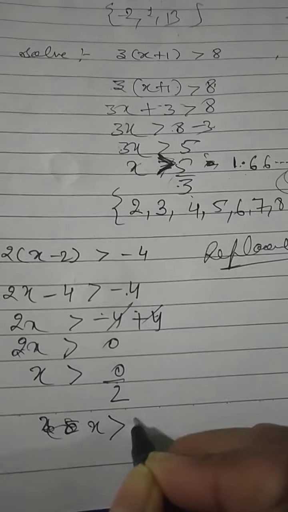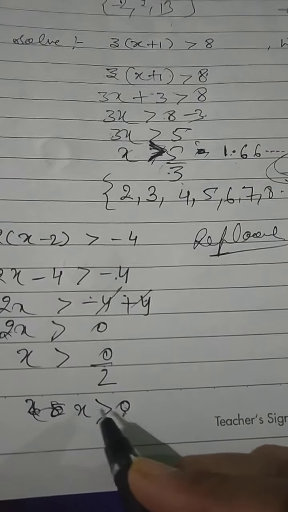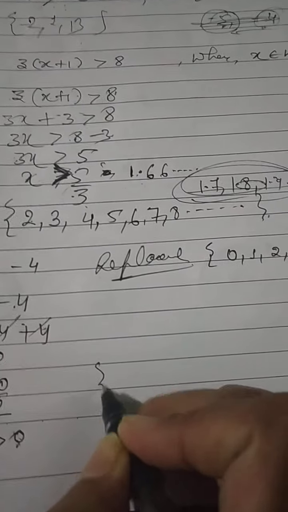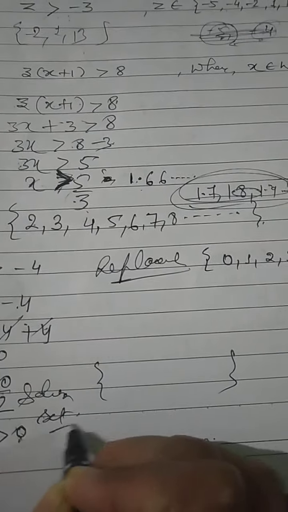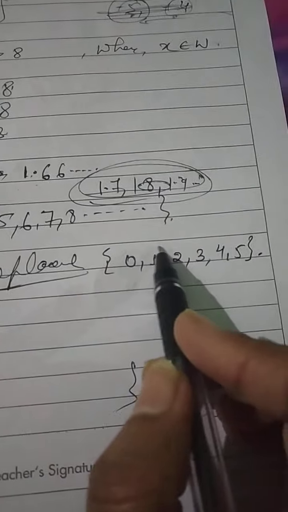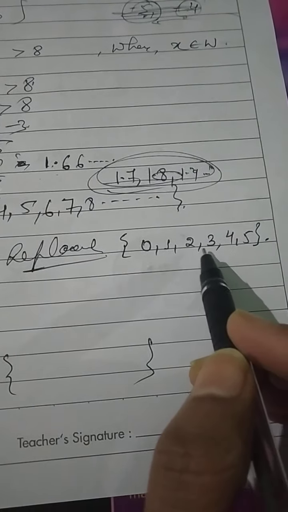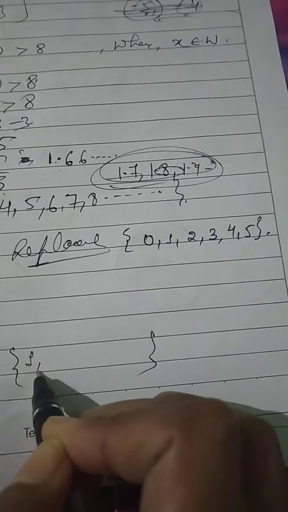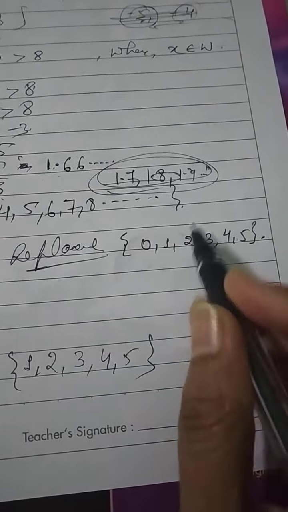Got it? So 0 divided by 2 will be equal to what? Sorry, x is greater than 0. We will get 0 only. So x is greater than 0 and you have to get the solution set of x. The solution set of x will be what? Greater than 0. From here only you have to choose because the replacement set is given. Greater than 0, what numbers are there? Tell me. 1 is greater than 0, 2, 3, 4, 5.